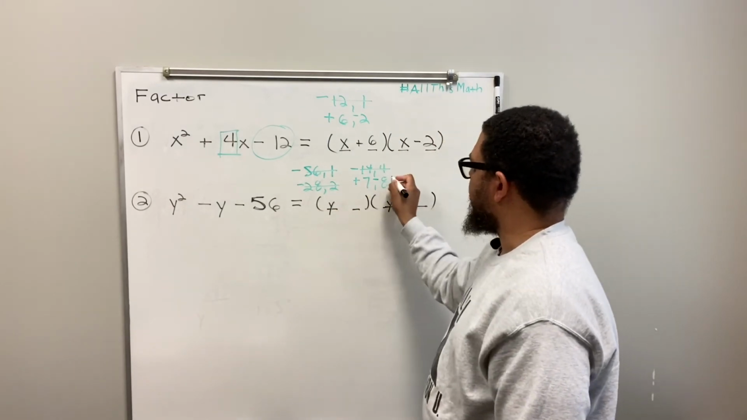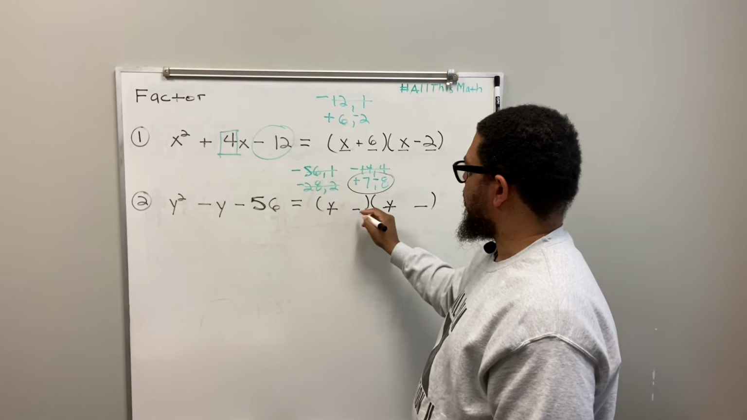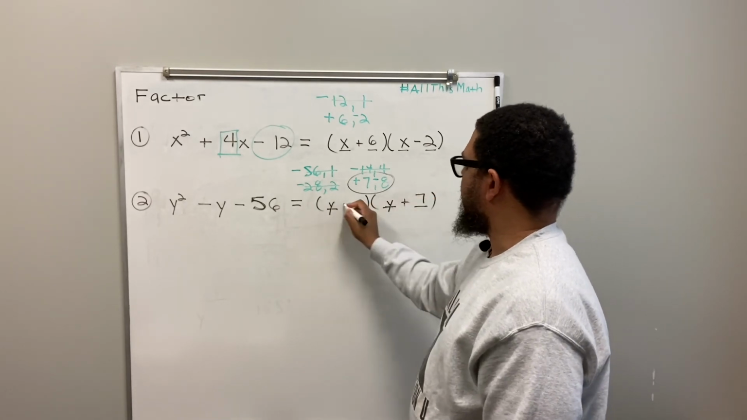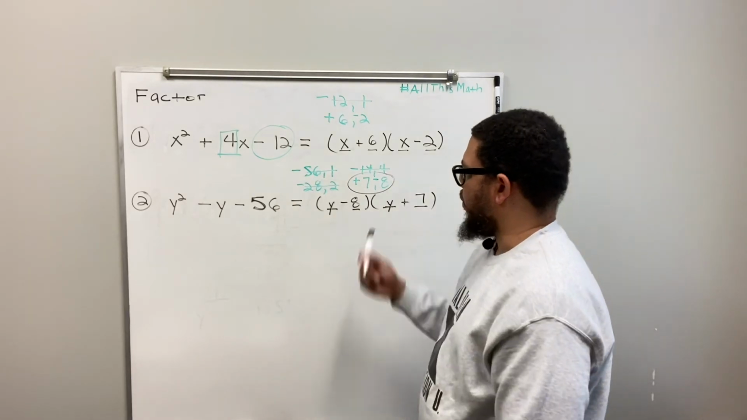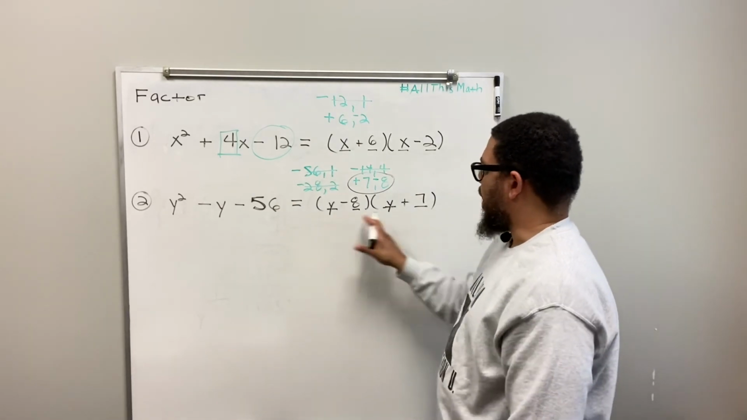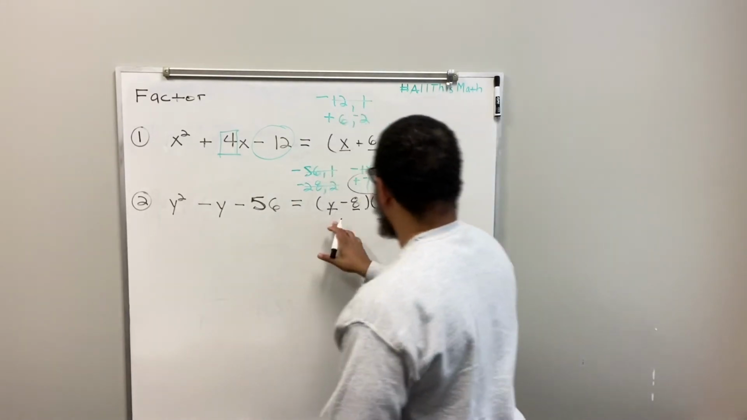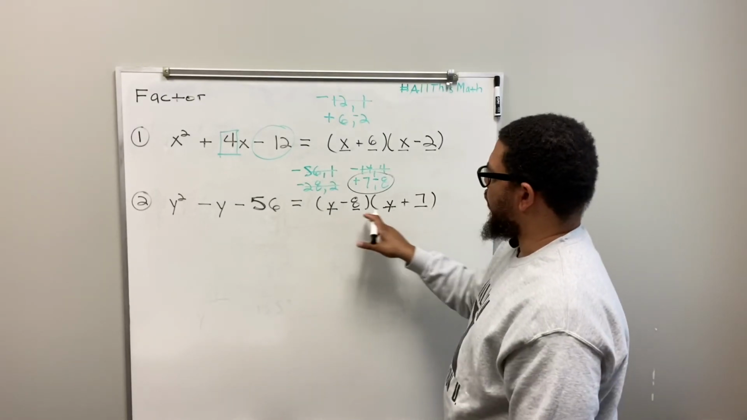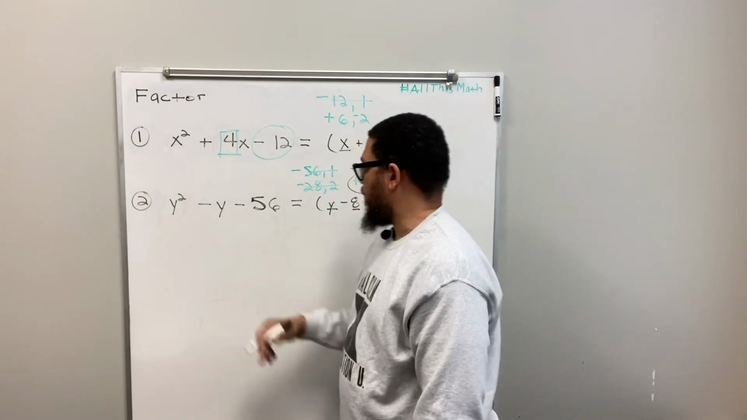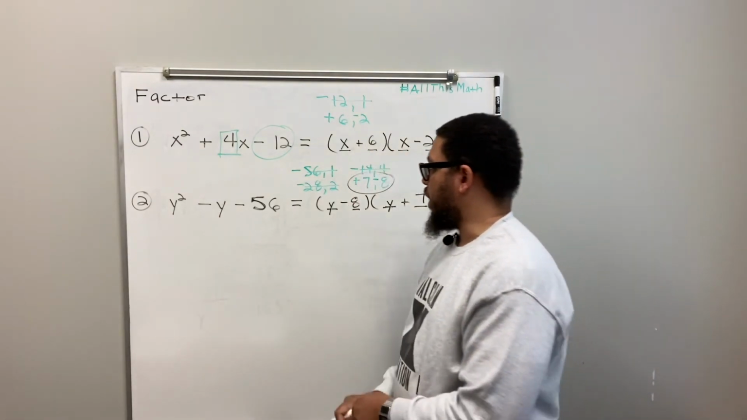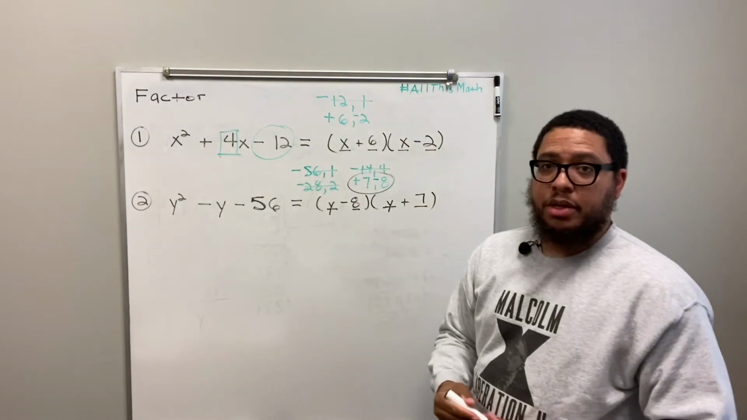And these are our two numbers, our magic numbers. Plus 7, minus 8. I just figured I'd be different and put the 7 over here and put the negative 8 right there. That's the final answer. Y times y is y squared. Y times 7 is 7y. Negative 8 times y is negative 8y. 7 minus 8 is negative 1y. Negative 8 times 7 is negative 56. And it's a wrap. That's the final answer.